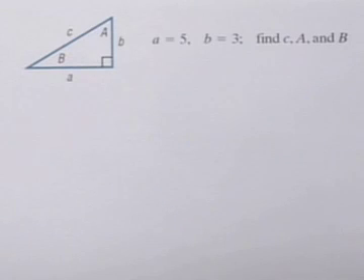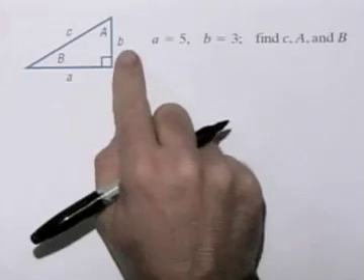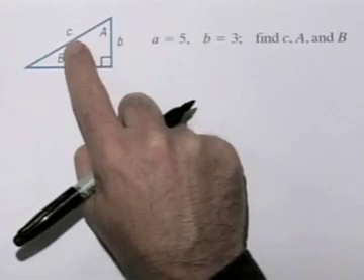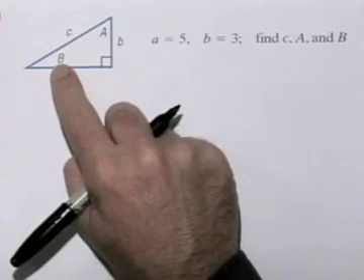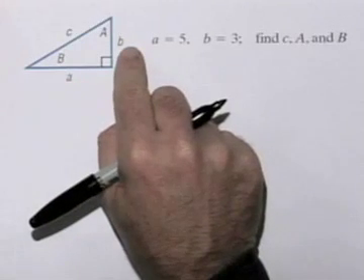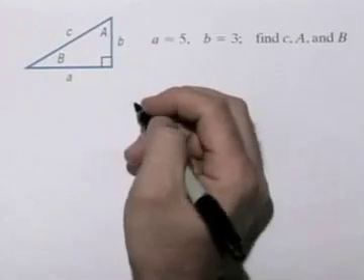We're given a right triangle where the length of side A is 5 and the length of side B is 3. We want to find the length of the hypotenuse and the measures of the two acute angles. Because this is a right triangle, we can use the Pythagorean theorem to find the length of the hypotenuse.